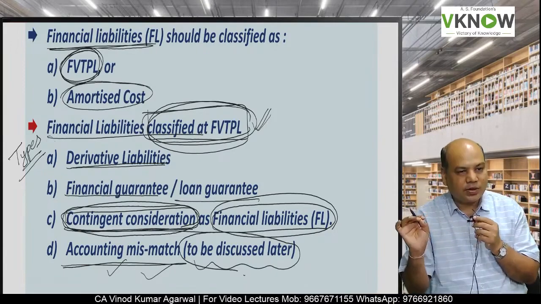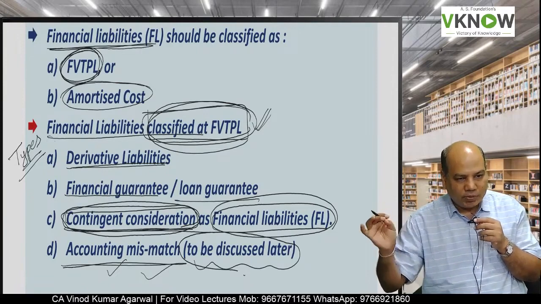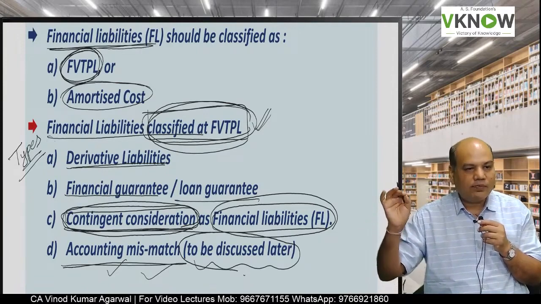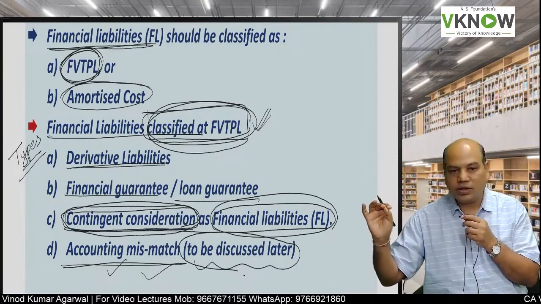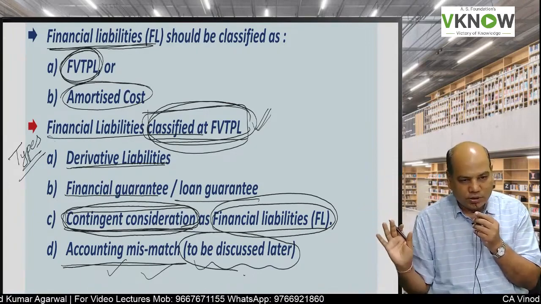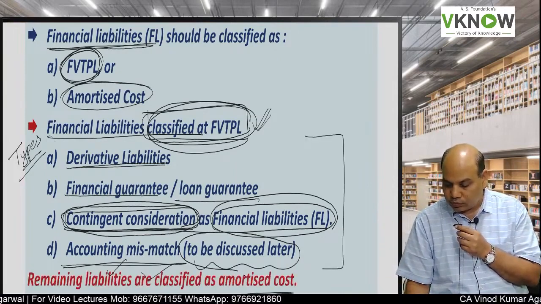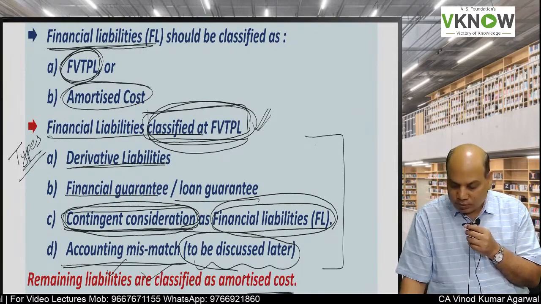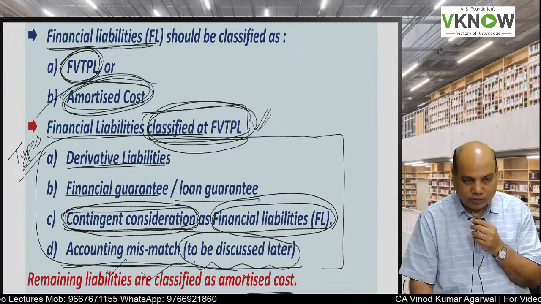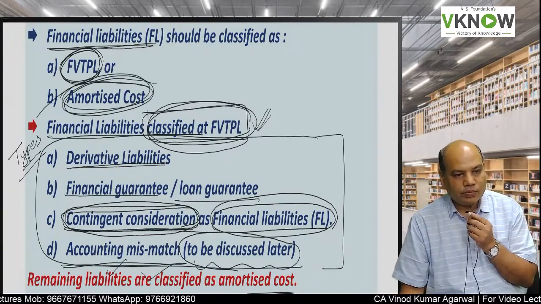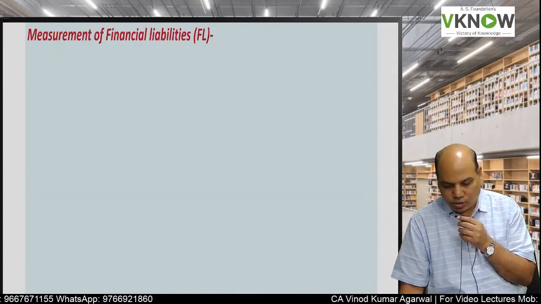So I will revise again, only in these following cases is a financial liability FVTPL: derivative contract, financial guarantee or loan guarantee contract, contingent consideration and accounting mismatch. If it is not fitting into these four, then those financial liabilities will be treated as amortized cost.